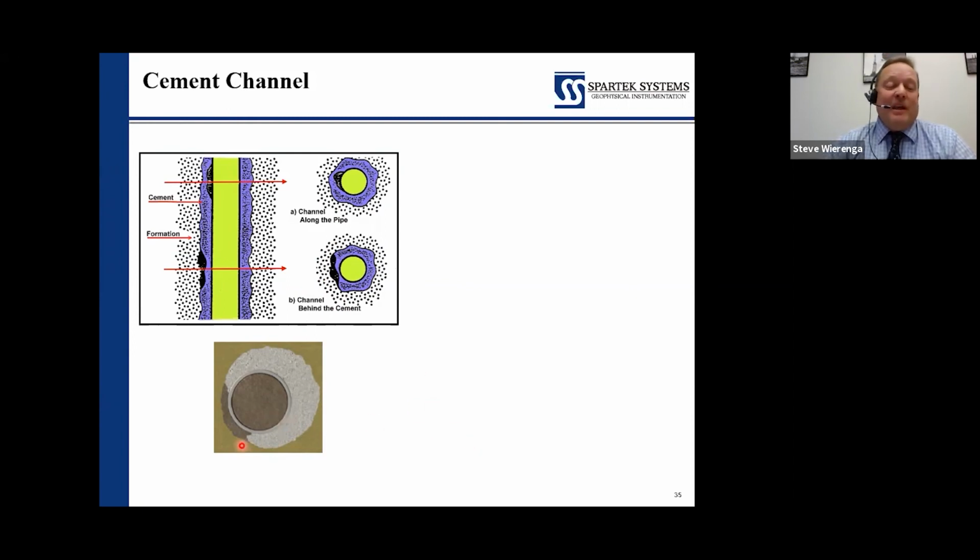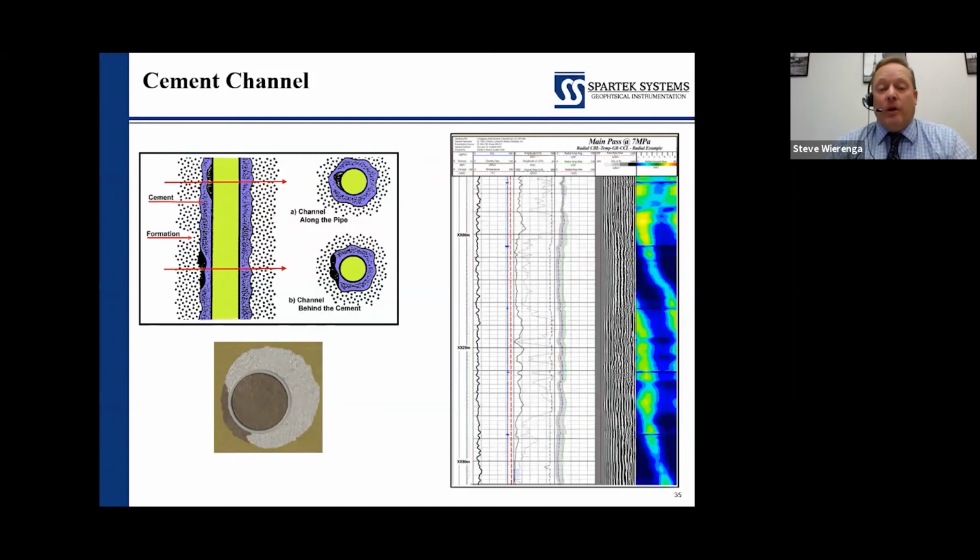They are methods. If we have a situation like this where there is a full-on gap of cement between the casing and the formation, those become, again, very easy to see with these bond tools. So here is a great example of a cement channel.